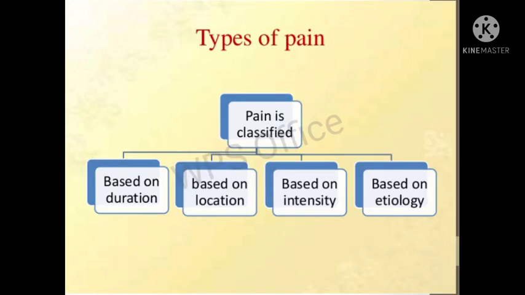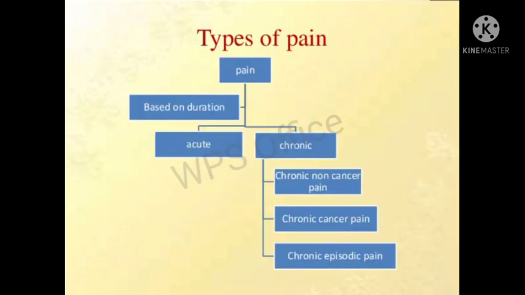Then classification of pain. There are many types of pain. It is classified based on the duration, location, intensity, and etiology. So next, based on duration, it may be classified as chronic and acute. Acute means, we all know, it will occur suddenly in a short period of time. Chronic means it will occur for a long period of time and increase gradually.